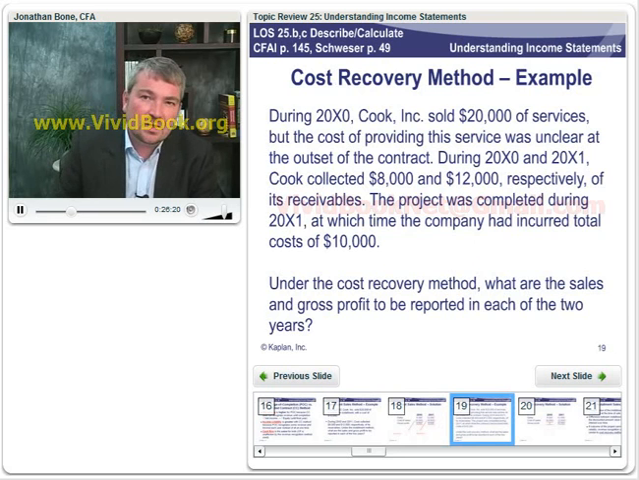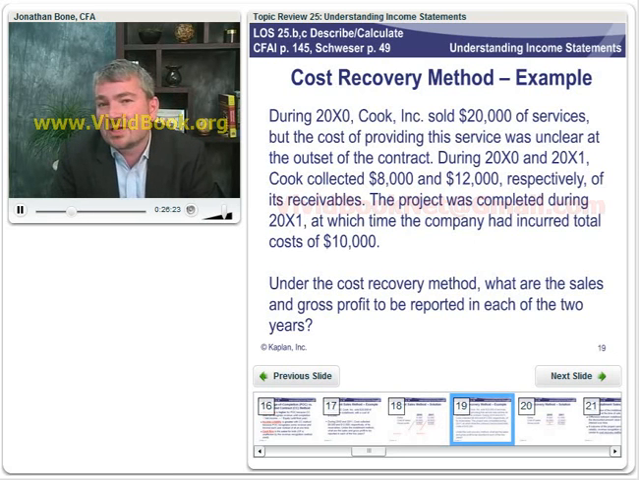Let's have a look at the cost recovery method. It's going to be essentially exactly the same in terms of the total profit recognized. It's just that the timings are going to differ. Notice this time Cook Incorporated has sold $20,000 of services, but they did not know what the cost of producing those services were at the outset of the contract. Remember, for cost recovery to be in play, you've got two sources of uncertainty. In other words, whether the customer will pay you and the total cost of providing the good or service. With installment sales, there's only one source of uncertainty, whether the customer will pay when their installments are due.